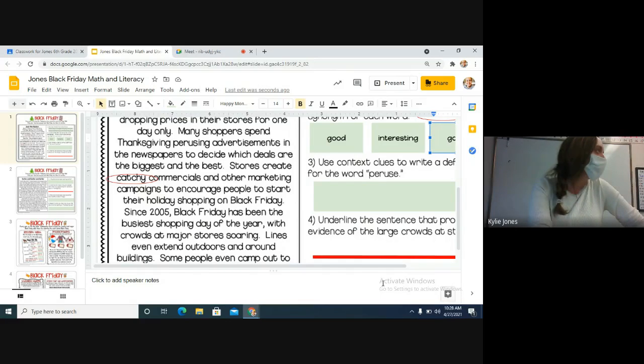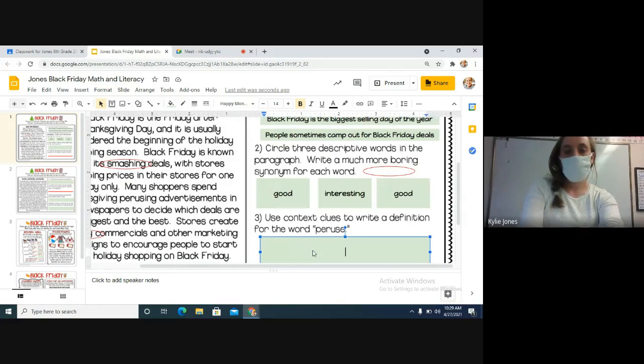Is it peruse? Yeah. You just gave them the answer. So many shoppers spend Thanksgiving perusing advertisements in the newspapers. So what's the definition for the word? To find or to look. To find or to look at.